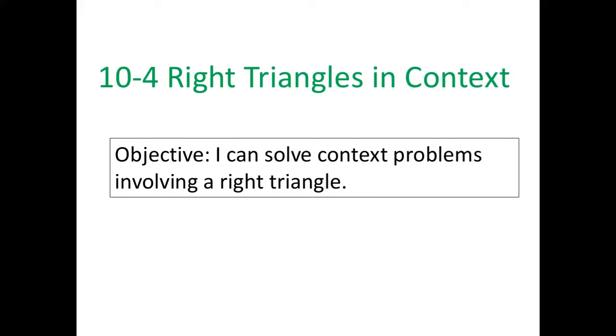All right, so our lesson for today is we're going to be looking at right triangles in context. So our objective says I can solve context problems involving a right triangle. Context just basically means word problems. But this is really our lesson 10-2, where we're finding the missing side, I give you a variable, but we're adding context.